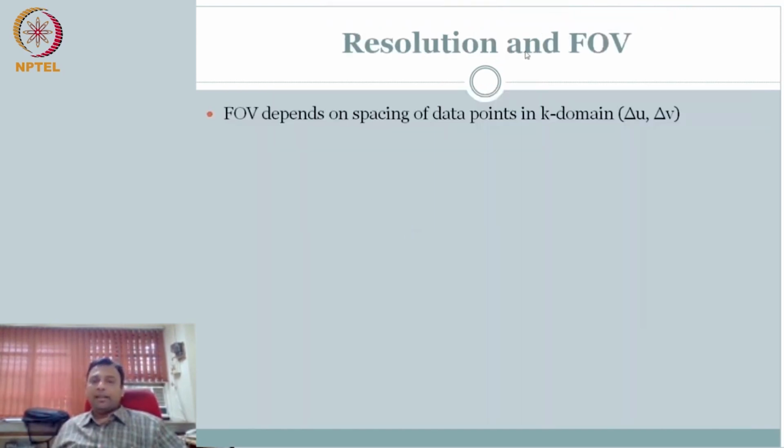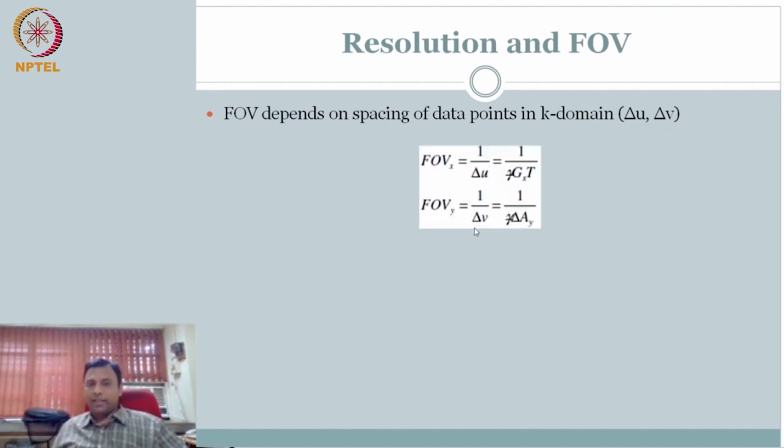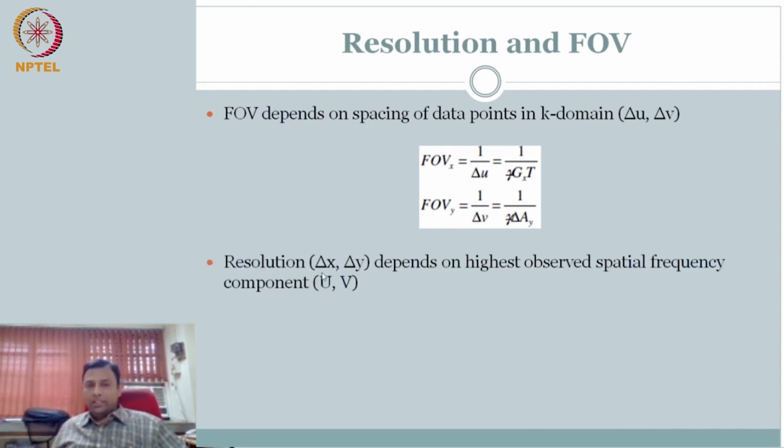So the relationship between resolution and field of view depends on spacing between points in k domain, which is delta u and delta v. Likewise, right? So field of view x is 1 by delta u, y is 1 by delta v, which we saw before. Likewise, your resolution delta x, delta y depends on the highest observed spatial frequency, which is u and v. Which is intuitively making sense. Highest frequency is going to dictate your resolution, right?